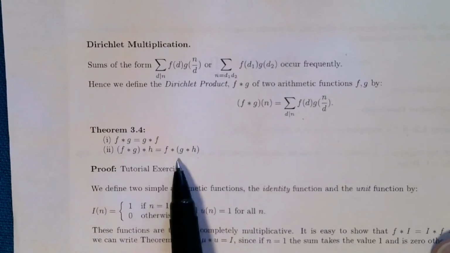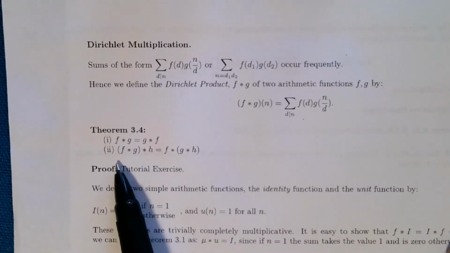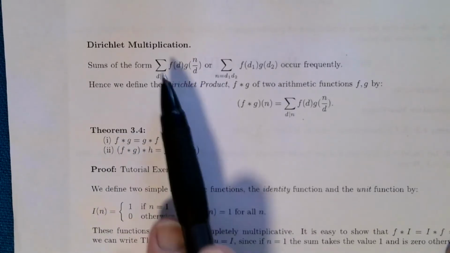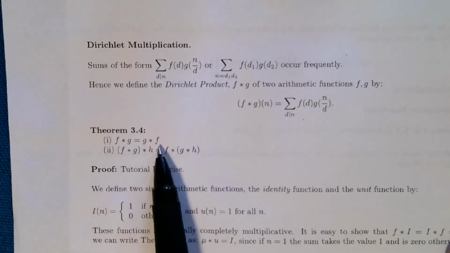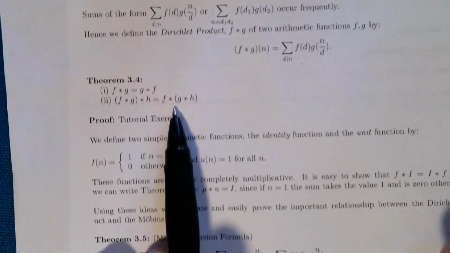It takes a little bit more work to show it is in fact associative, and algebraists will be getting excited at this point because you've got a structure now. If you look at the set of all arithmetic functions, this set now satisfies, under this operation of Dirichlet multiplication, it's commutative and associative. What more can we say? Well, we'll see in a second.